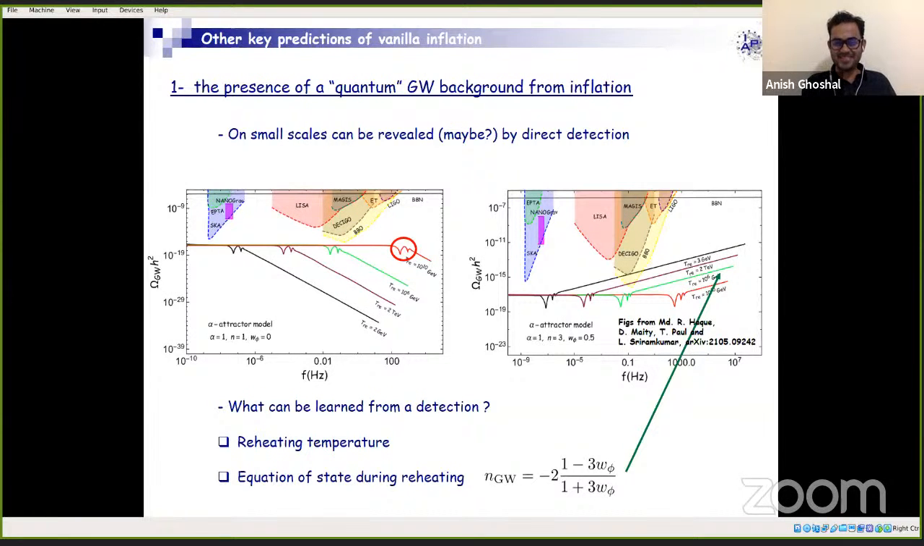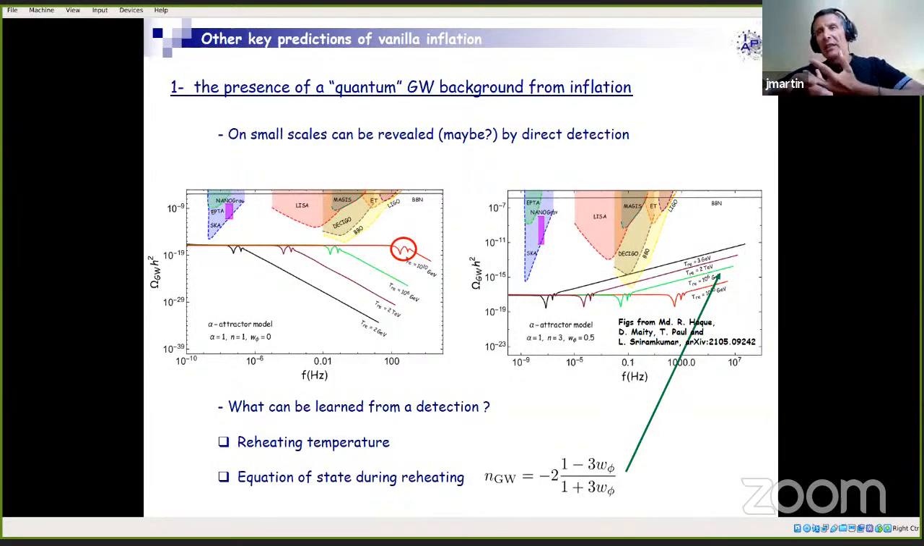But let me comment on this. You said we can have a boost probably because the spectrum is blue here, but this corresponds to equations of state during reheating that are negative. So they are not the most reasonable equation of state. I would describe them as exotic equation of state during reheating.